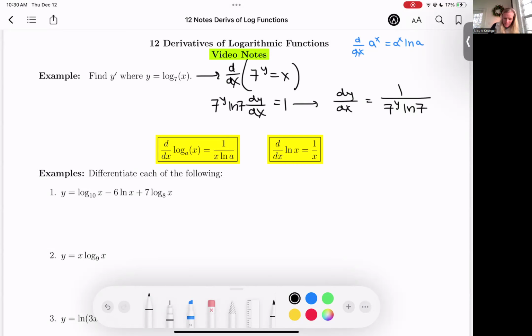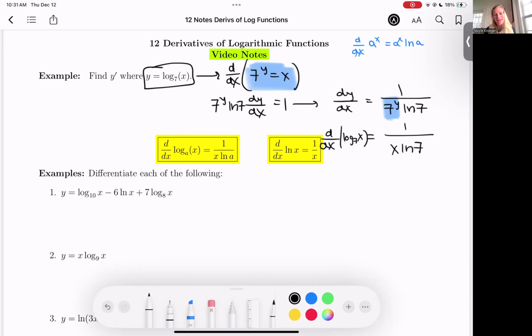Okay, my final expression was y is equal to something in terms of x, so I don't really love the fact that my expression now has a y in it. So let's replace this. We know that 7 to the y is equal to x, so I can replace my 7 to the y with x. And so this gives me 1 over x ln of 7. And what this tells me is that the derivative of log base 7 of x is this expression. Okay?